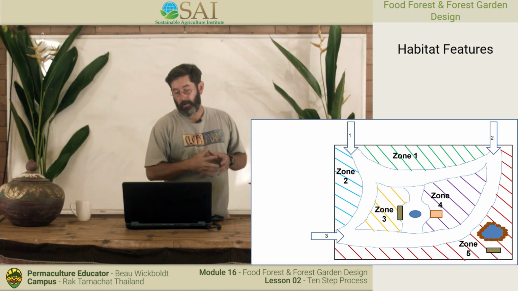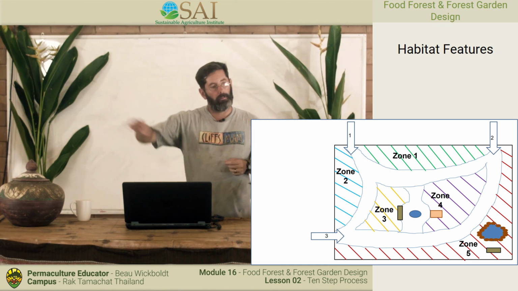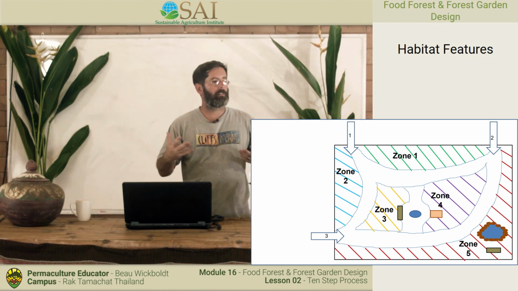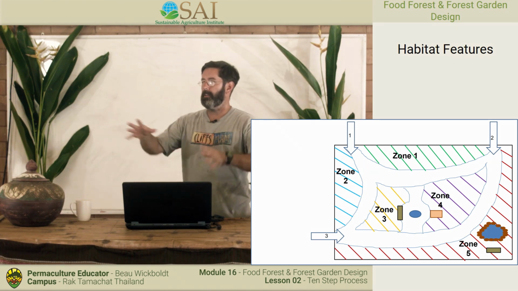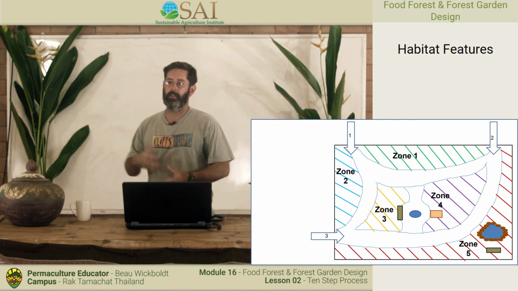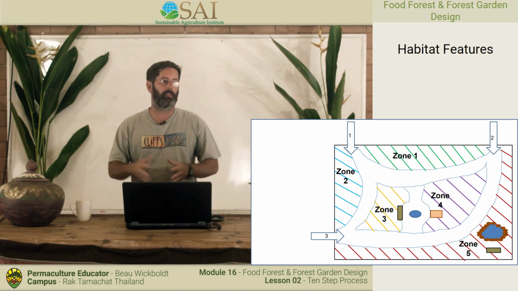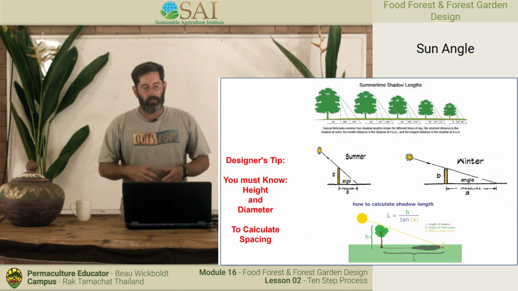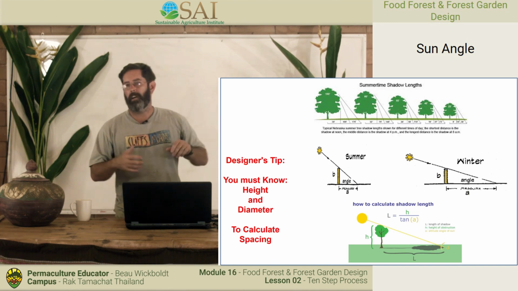Others, maybe I want to have a beehive or another little pond. Any of these features are up to you. What would you like? But this is how we would look at designing it. So I've laid out some different habitat features depending on what type of animals I may want to interact with on my farm.